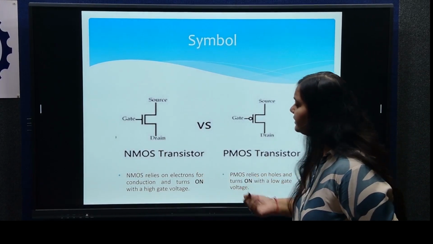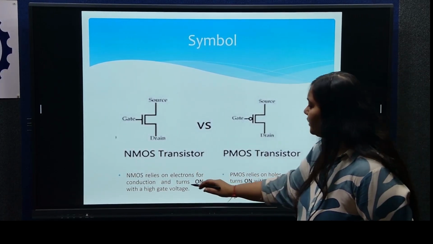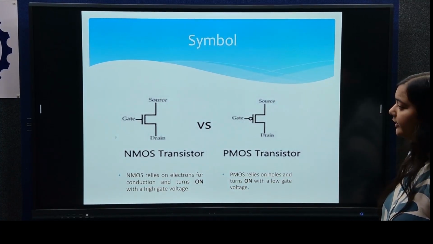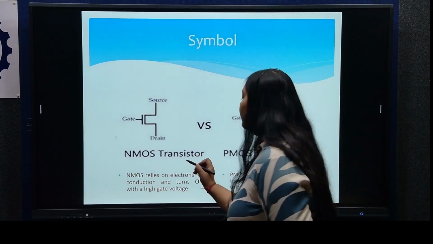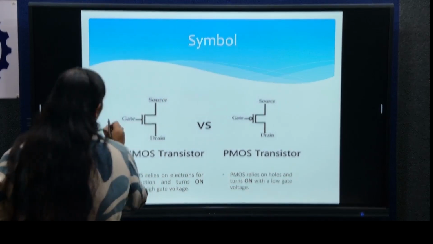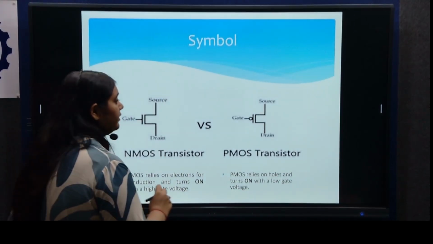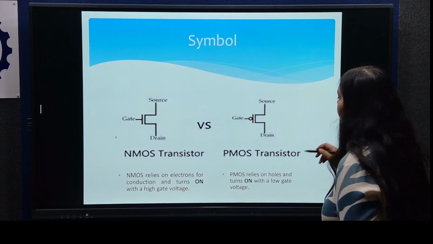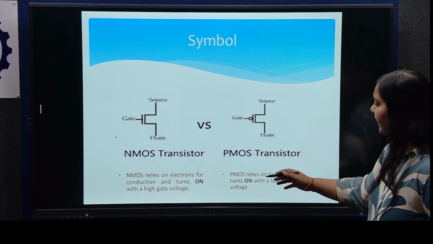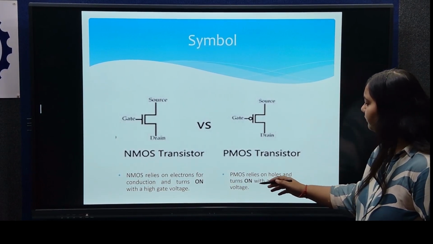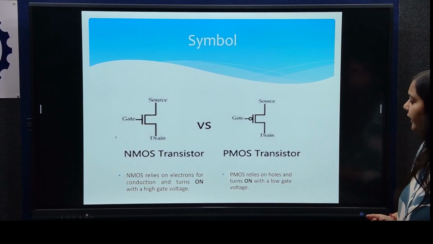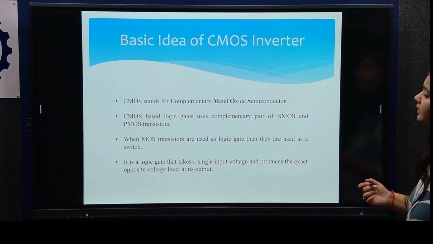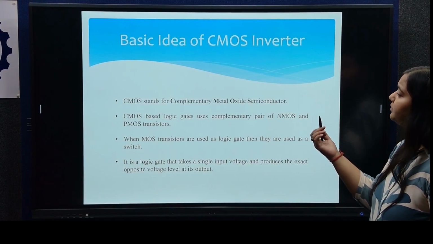NMOS relies on electrons for conduction and turns on with a high gate voltage. What does it mean? High gate voltage means logic 1 or high voltage. PMOS relies on holes and turns on with a low gate voltage. Low gate voltage means zero value. Now with this idea, let's start with the CMOS inverter.